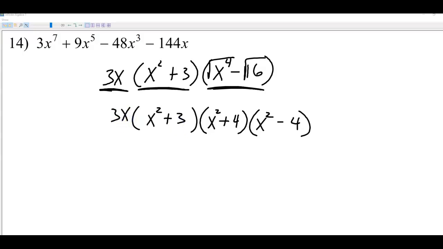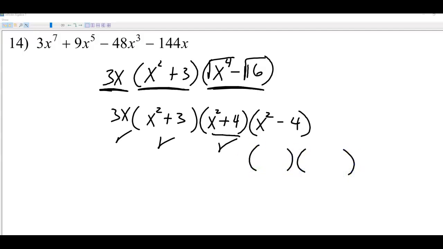All right, but are we done? I don't know. We already know this one's done. We already know this one's done. How about this guy? Is that a difference of squares? No. It's not. Why not? It's plus, so that's done. We're prime. How about this guy? Got another difference of squares here again.